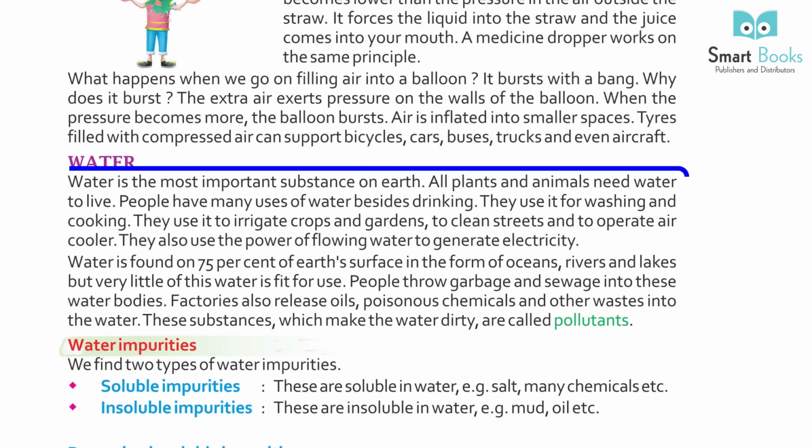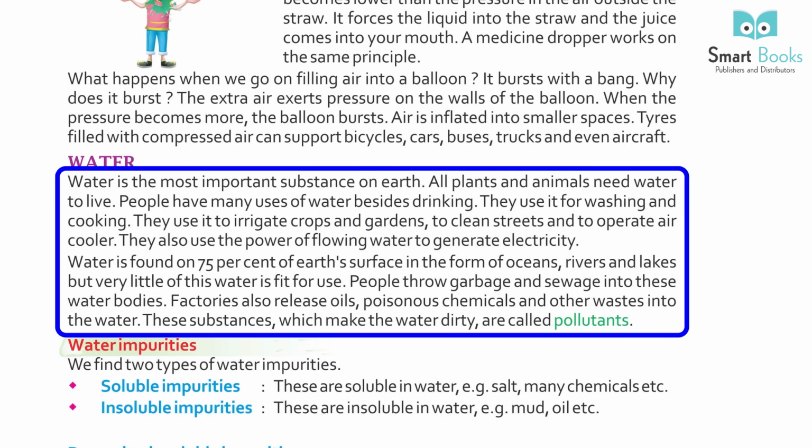Water. Water is the most important substance on earth. All plants and animals need water to live. People have many uses of water besides drinking. They use it for washing and cooking. They use it to irrigate crops in gardens, to clean streets and to operate air coolers. They also use the power of flowing water to generate electricity.